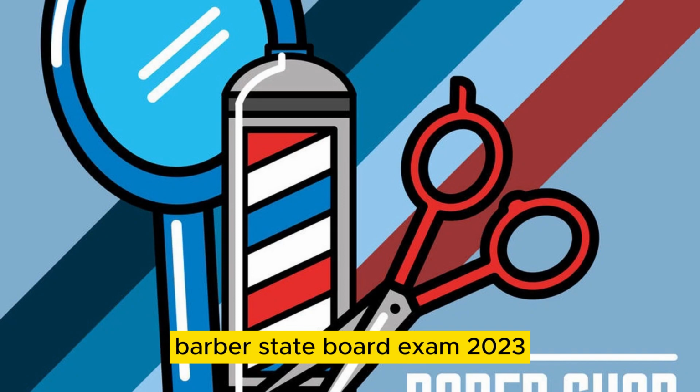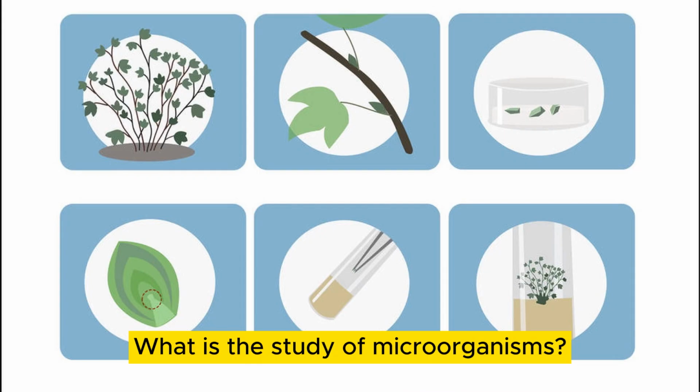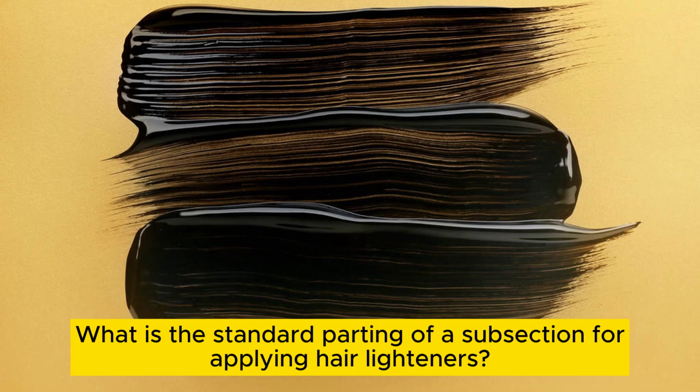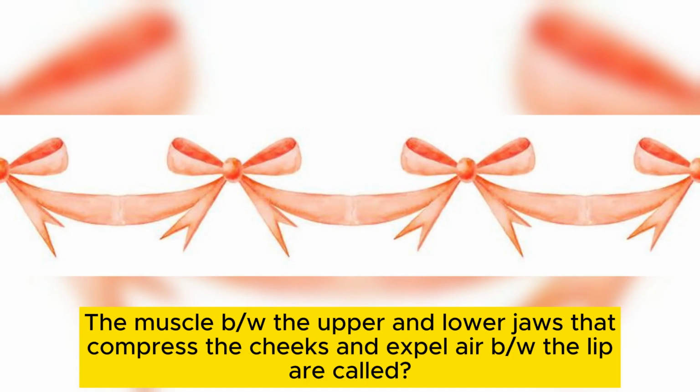Barber State Board Exam 2023. What is the study of microorganisms? Bacteria, virus, fungus. What is the standard parting of a subsection for applying hair lighteners? 1/8 inch. The muscle between the upper and lower jaws that compresses the cheeks and expels air between the lips is called the buccinator.